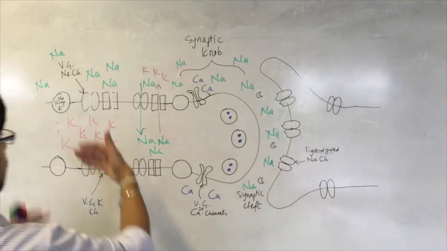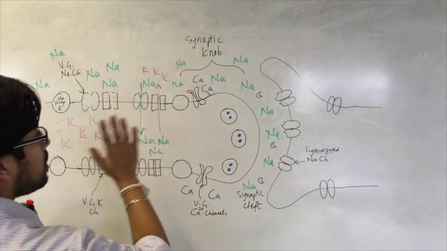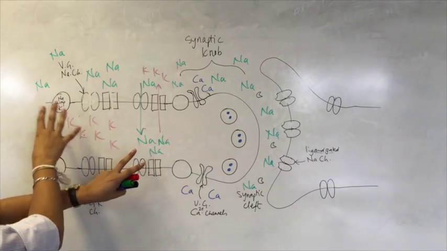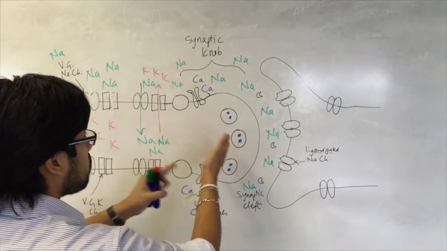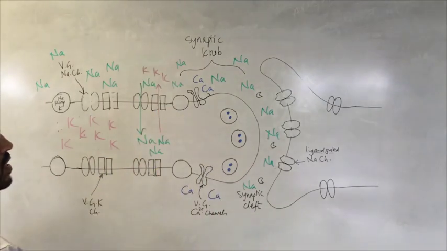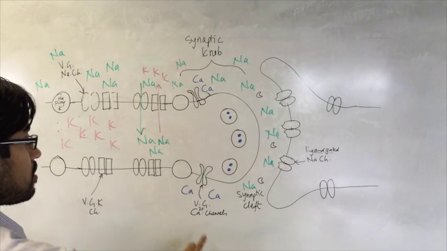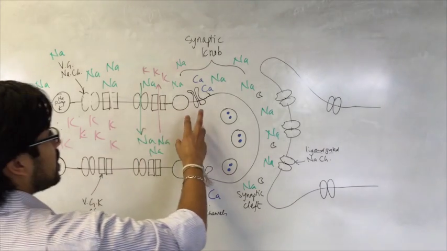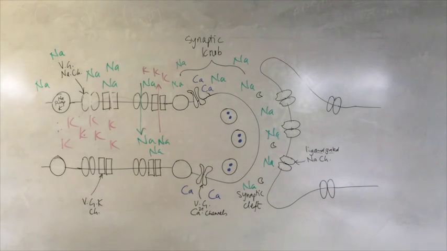So what happens next? We had a depolarization here. It caused the depolarization in the next part of the membrane, while this part is now repolarizing. Now we've got an action potential here. What happens next? Well, the depolarization here opens voltage-gated calcium channels. So the depolarization causes voltage-gated calcium channels to open.